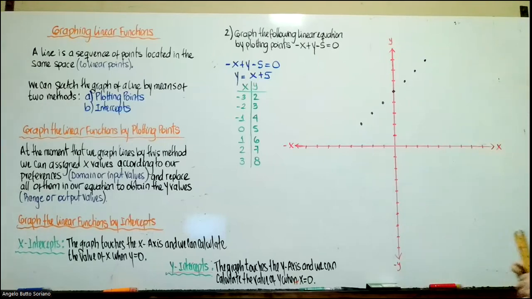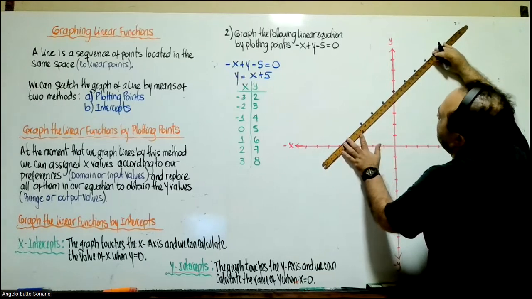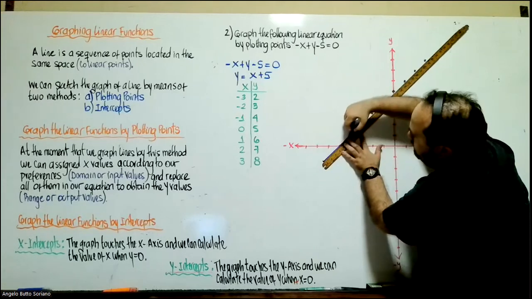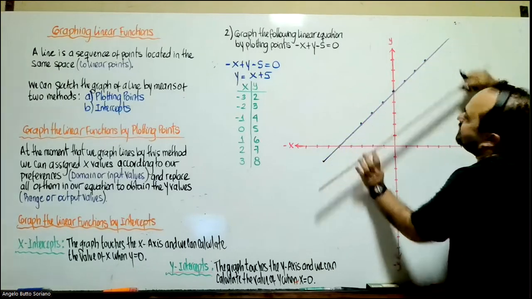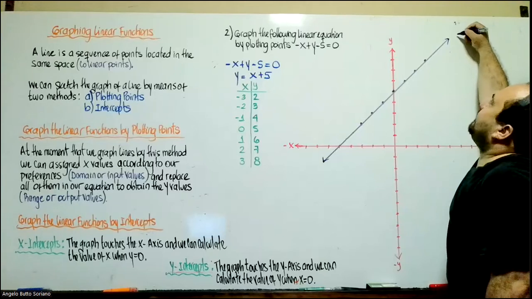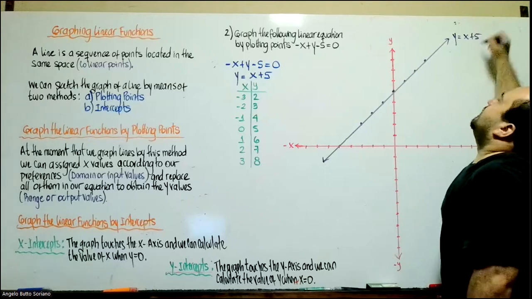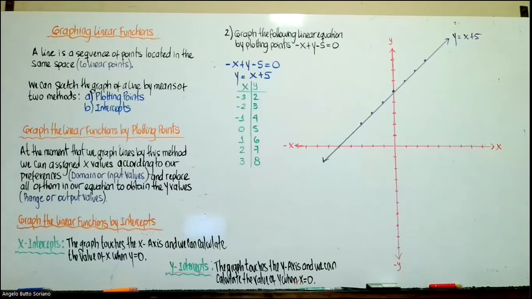If you see, we have that sequence of points forming a line. The only thing that we have to do in this situation is connect all of these points, and we are creating a line, all right? And the equation is given by y equals x plus 5. And that's it. That's all that we have to do to graph linear equations by plotting points, okay?